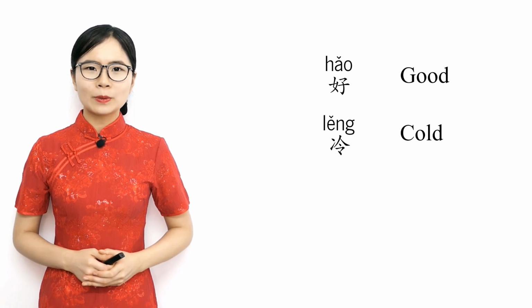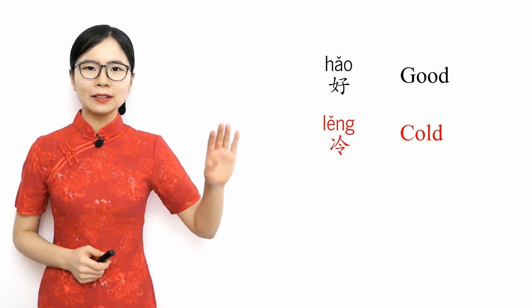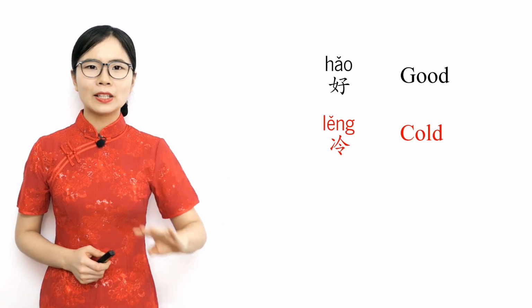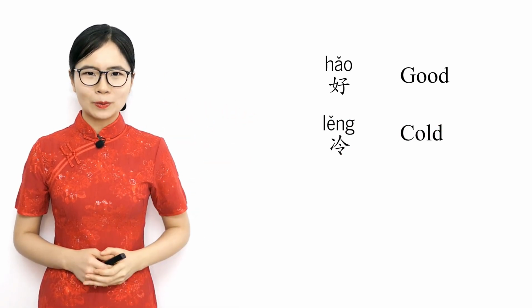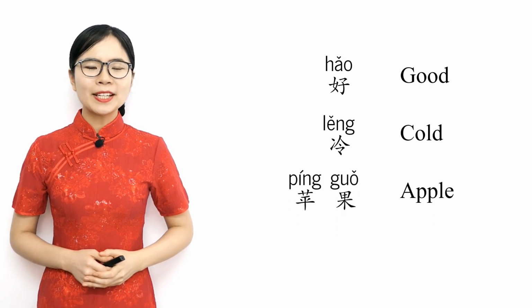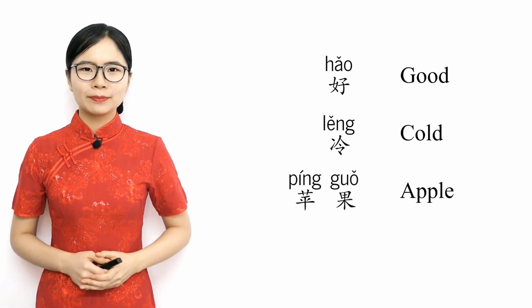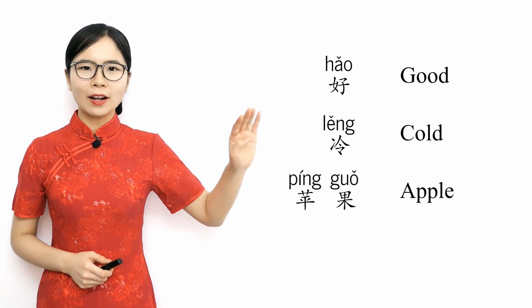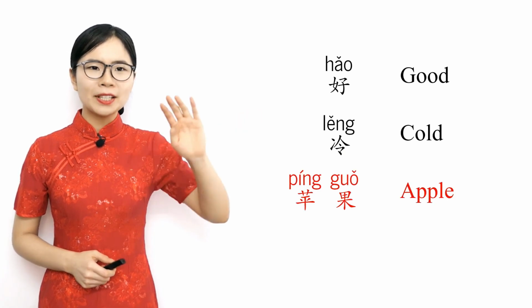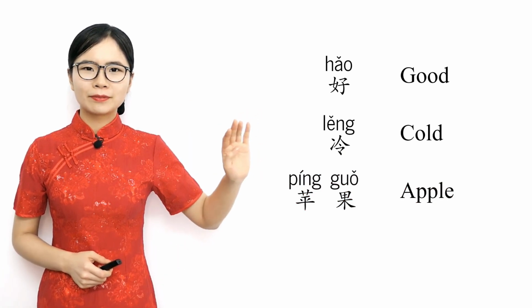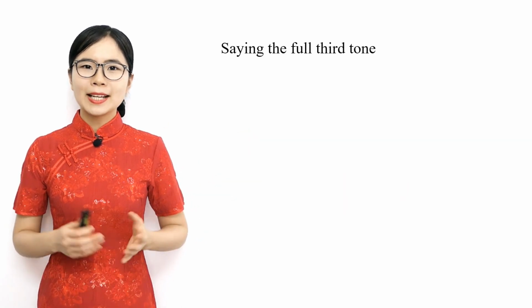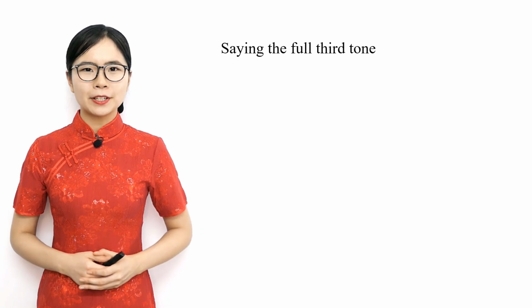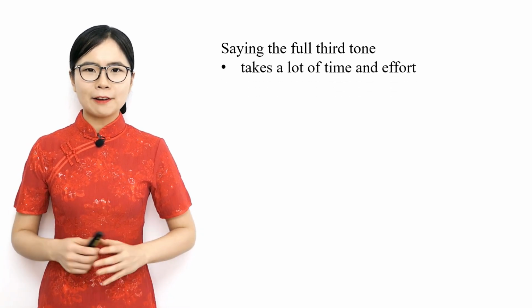冷 means cold. 冷, 冷, 冷, cold. 苹果 means apple. 苹果, 苹果, 苹果, apple. Saying the full third tone, however, takes a lot of time and effort.